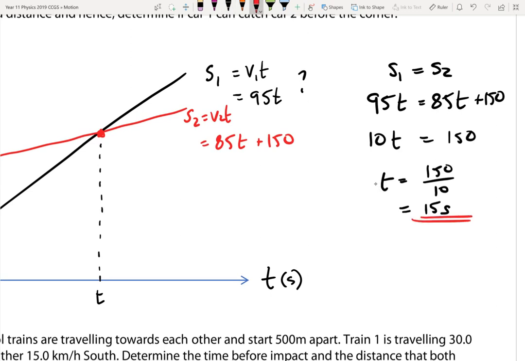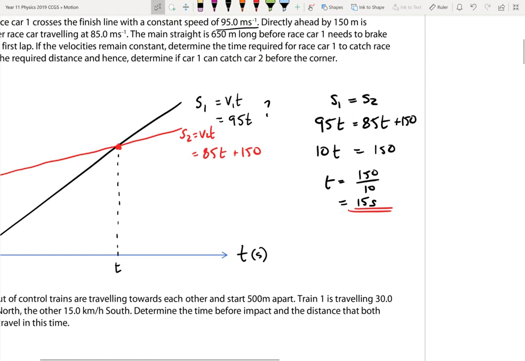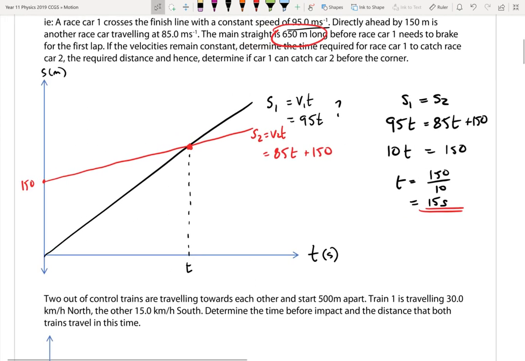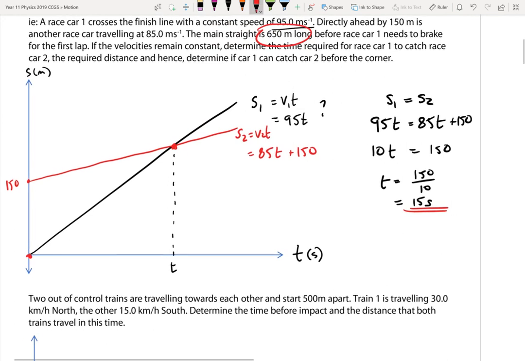If they had an infinite amount of distance, if this could go on infinitely, they would intersect at 15 seconds. But the question says they've only got 650 metres before they need to brake. This black car needs to do this before 650.